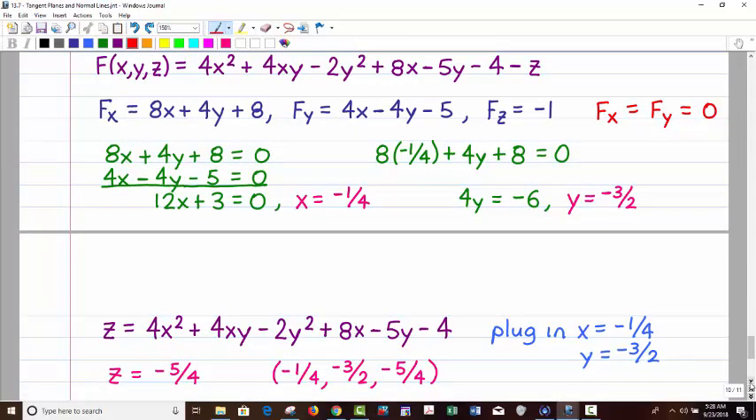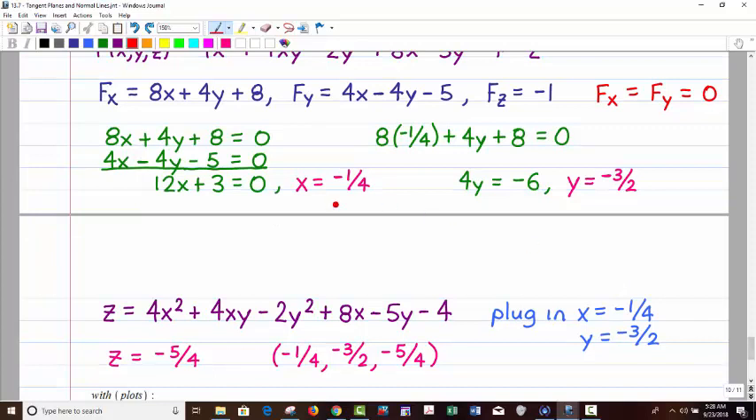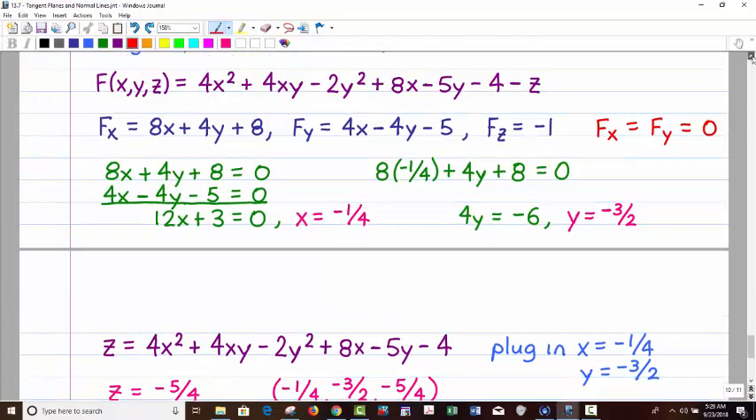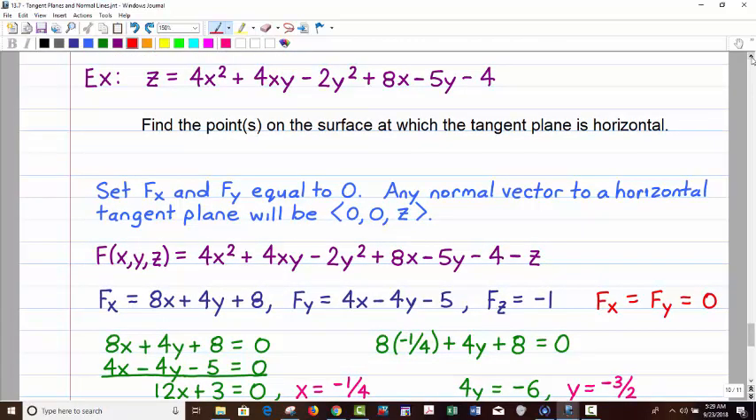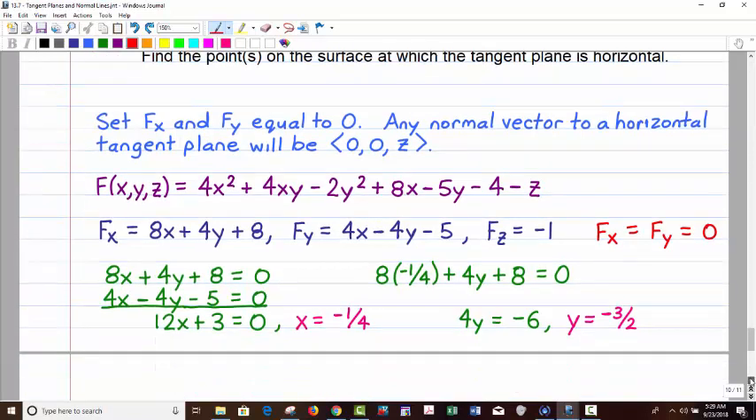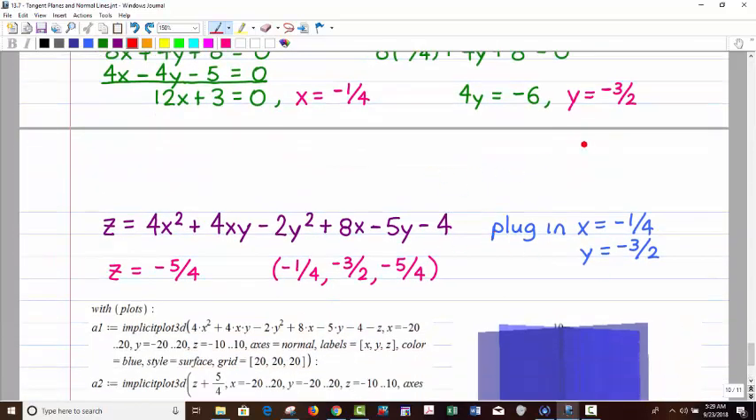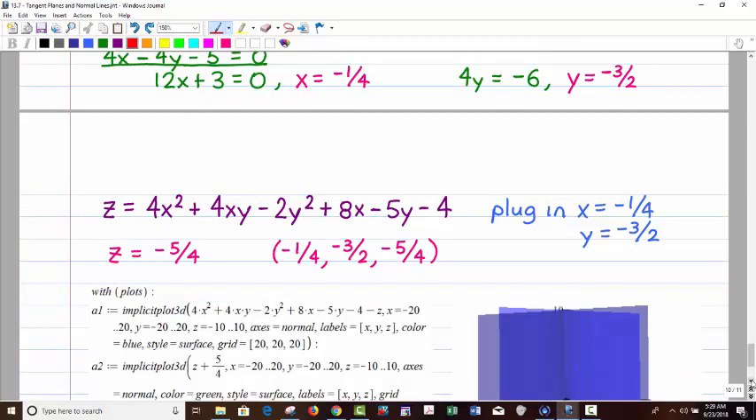So now we have this point, x and y, which means we can then find the points. Well, I would specify, if we wanted to, make sure that we needed the z. You could argue that the xy is good enough, but I'm actually plugging it into this function and coming up with the value for z, which you can do in the calculator. So at this point, negative 1/4, negative 3/2, negative 5/4, the tangent plane should be horizontal.